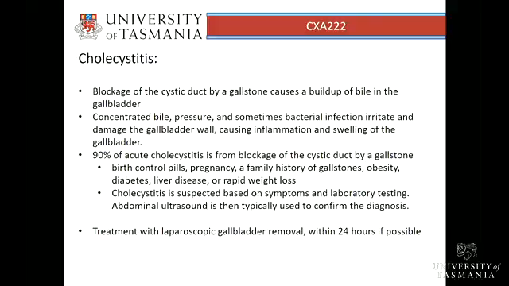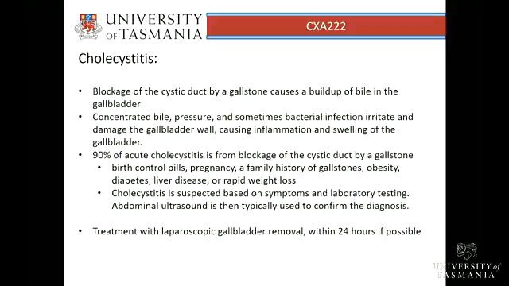About 90% of acute cholecystitis is from cystic duct blockage from gallstones. There are a few debates going on as to what causes these. It's thought birth control pills, pregnancies, there can be a genetic predisposition, obesity, diabetes, liver disease, or rapid weight loss is all thought to result in the formation of gallstones. You will cover, I think, gallstone analysis in ClinChem at some point, and you'll be able to break down all the different types. It's basically precipitation of insoluble compounds forming a stone.